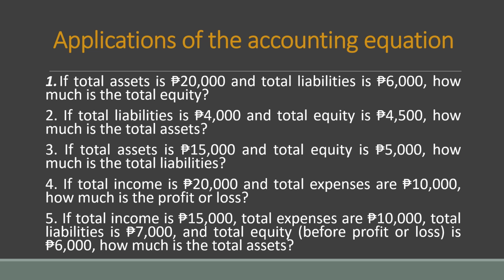So, total income is 15,000 less total expenses of 10,000. So, the total net income of the company is 5,000. And we should add it to the total equity na 6,000. So, 5,000 plus 6,000 is 11,000. And given naman na yung total liabilities is 7,000. So, 11,000 plus 7,000 na liabilities, then makukuha na natin or makukompute na natin yung total asset. And that is 18,000 pesos.